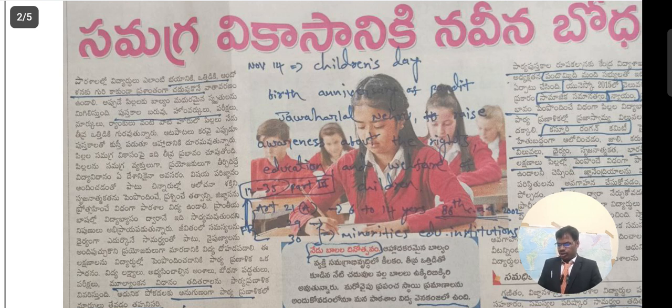In the teacher-student ratio, the minimum is 1:30, one teacher for 30 students. This is mandatory, and we have to see that kind of situation. Otherwise it is very difficult to teach in the school. If one teacher handles the entire school, it is very difficult to teach. That is why the limit was set: a 1:30 ratio should be there.